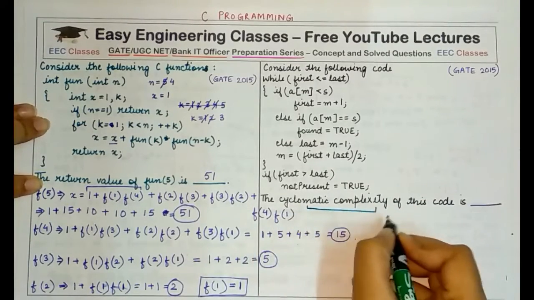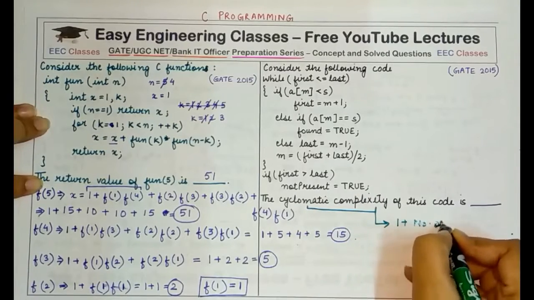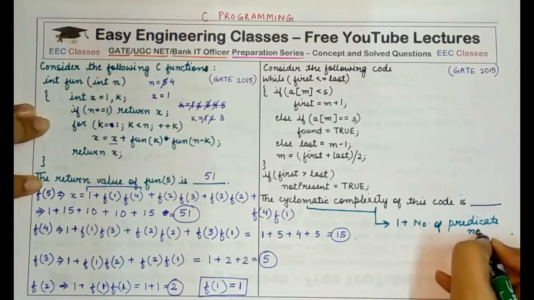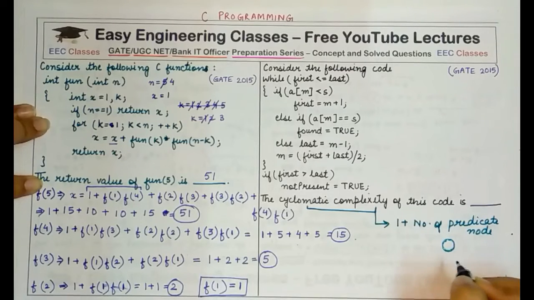Cyclomatic complexity can be written as 1 plus the number of predicate nodes. Now what is a predicate node? Predicate nodes are any nodes at which a particular decision is made or a condition is checked, and there are at least two emerging nodes from that particular predicate node. So this is a predicate node because at this a condition is checked and a decision was made, say true or false, and based on that decision either of the two paths would have been taken.